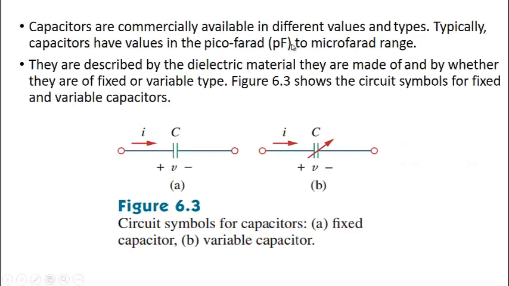Capacitors are commercially available in different values and types. Typically, capacitors have values in the picofarad, a very small unit, to microfarad range. They are described by the dielectric material they are made of and by whether they are fixed or variable. This figure shows the symbols of different types of capacitors. This is the fixed one, where voltage plus and minus V appears across it and a current flows through it. Here, this arrow shows that this capacitor is a variable type.